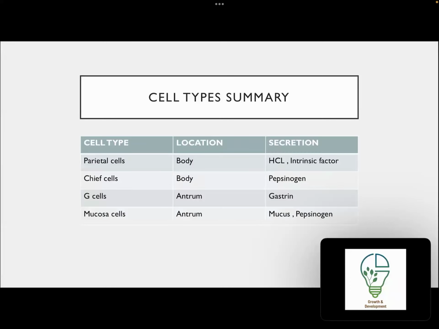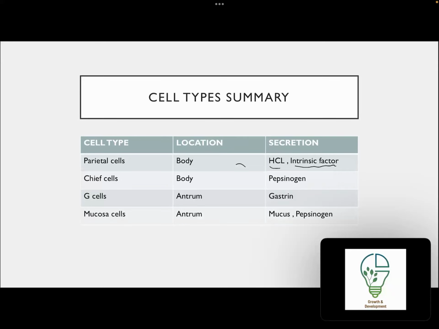Now, we'll talk about the cell types, and this is just a quick summary. We're going to come back to these cells throughout the lecture. So if you can remember, try to remember all of these right now. That would be great because it will help you rearrange your thoughts during the lecture. So the first one is the parietal cell. It's located in the body of the stomach, and it produces hydrochloric acid and the intrinsic factor.